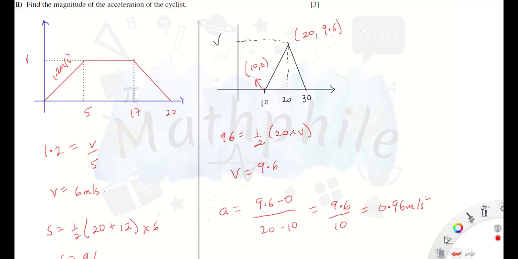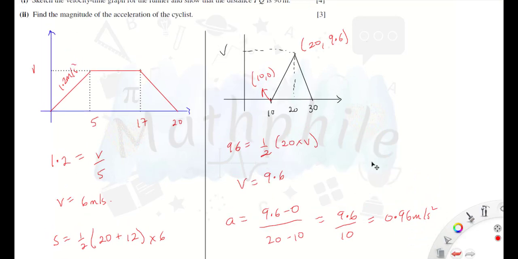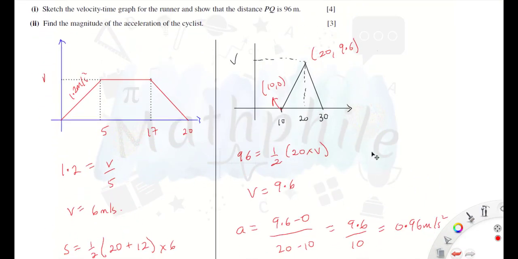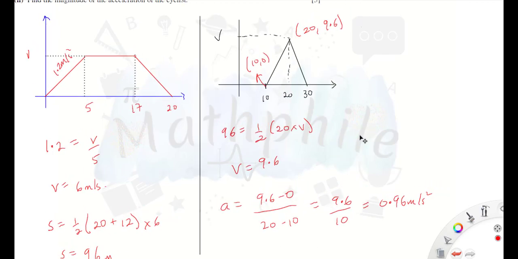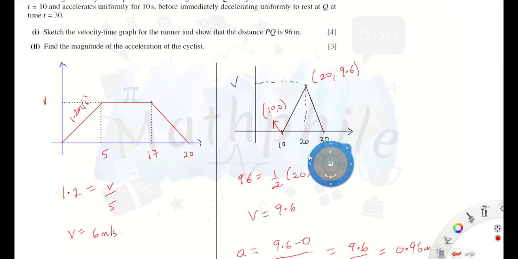This question wasn't so difficult. Did you find it difficult? No, it wasn't so difficult. I think it's because we drew it, so it made it clearer. If we didn't draw this diagram, it would have been very, very complicated.